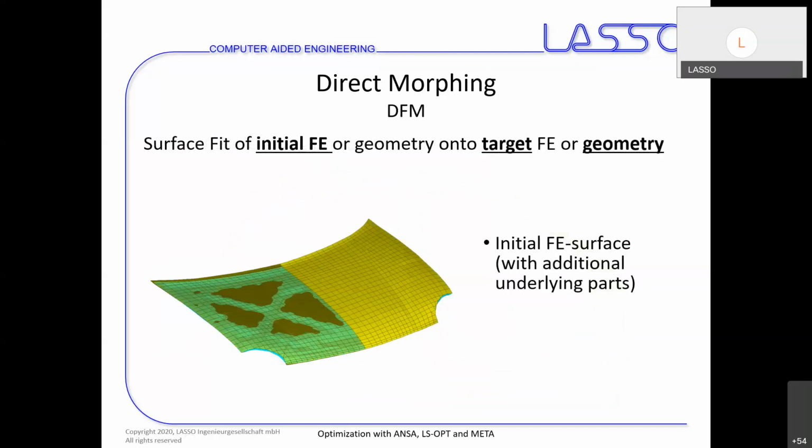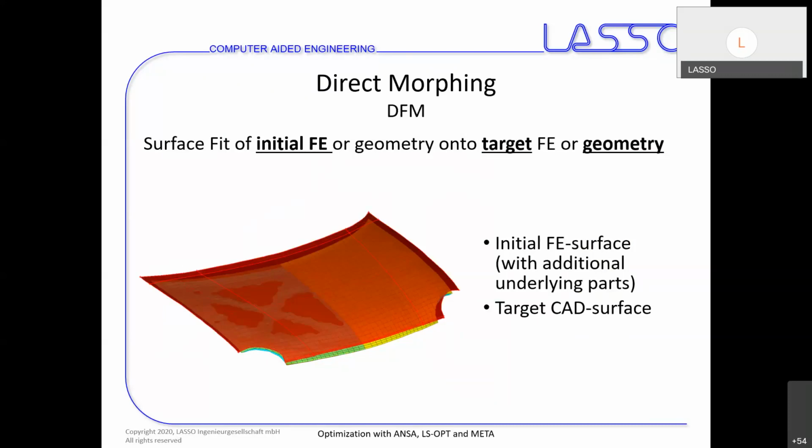So here is an example of surface fitting. We have an initial surface, the yellow one here, with some underlying parts that should be morphed with the yellow one. And we want to fit it on a new target surface. Maybe the next version of the car is a little bit bigger, a bit higher. And due to the lack of existing cut files for the whole car, we just use the old one and fit it to the new shape.